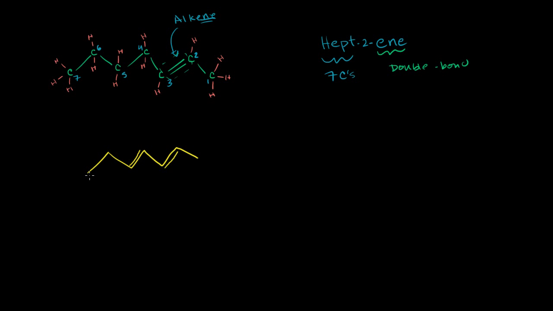Well, once again, we have 7 carbons, 1, 2, 3, 4, 5, 6, 7. So we're still going to have a hept here, and it's still going to be an alkene, so we put our ene here. But we start numbering once again closest to the closest double bond. So 1, 2, 3, 4, 5, 6, 7. Now we have a double bond starting at 2 going to 3, so it'd be hept 2. And we also have another double bond starting from 4 and going to 5. So hept 2, comma 4 ene. That's what this molecule right there is.